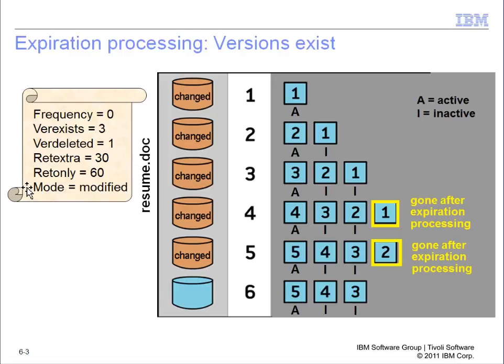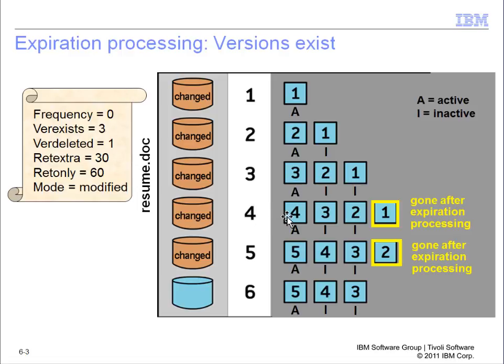Mode equals modified. This means we're going to back up the file when it's modified. We're using incremental backups. So on day 1, we have our 1 backup, and it's our active copy. On day 2, that copy is now the inactive copy, and the changes from the second day become the active copy. Same with day 3. File version 3 is active, versions 2 and 1 are inactive.